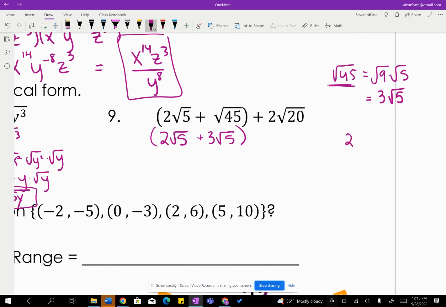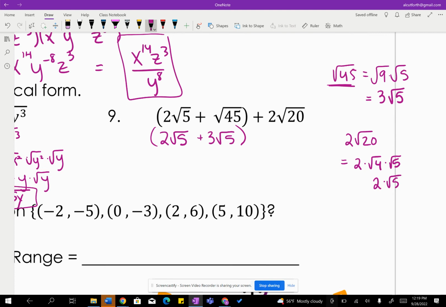But now we need to simplify radical 20. Biggest perfect square that divides 20 is 4. So we're going to break this up into 2, radical 4, radical 5. So go ahead and finish that one. So radical 4 becomes 2. We can't do anything to the 5.